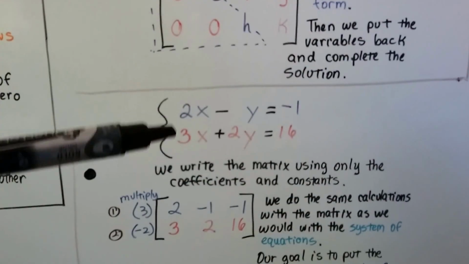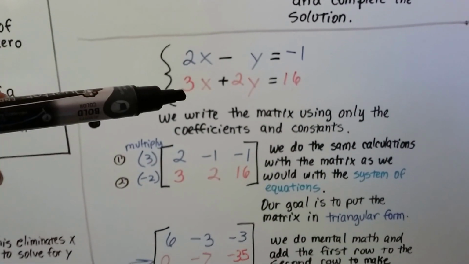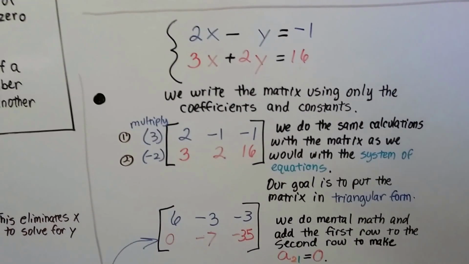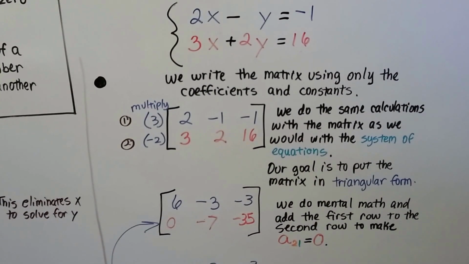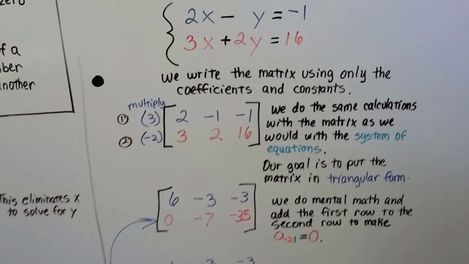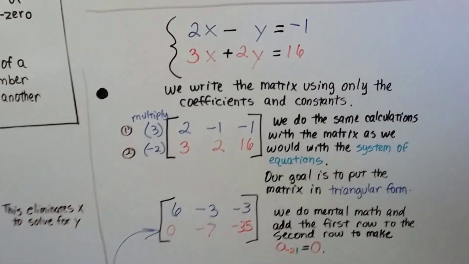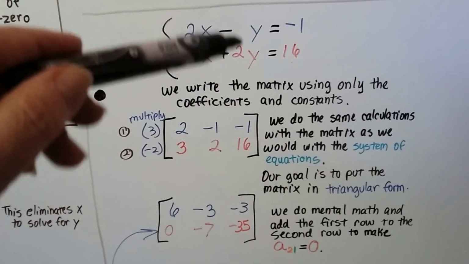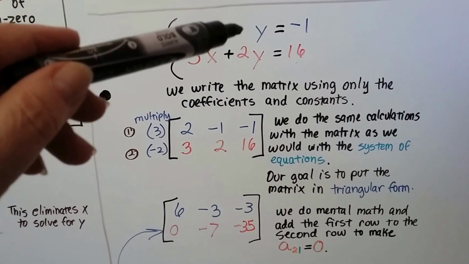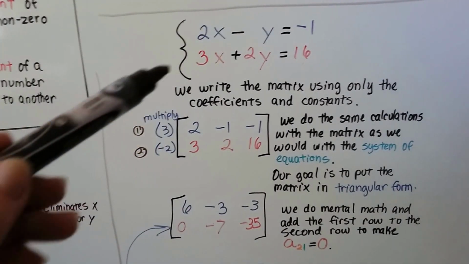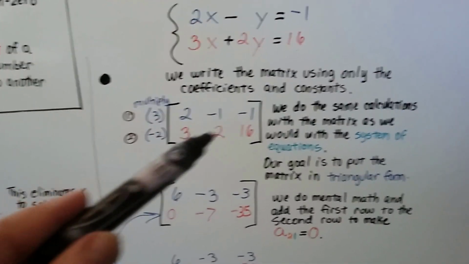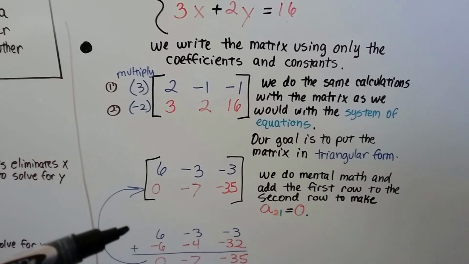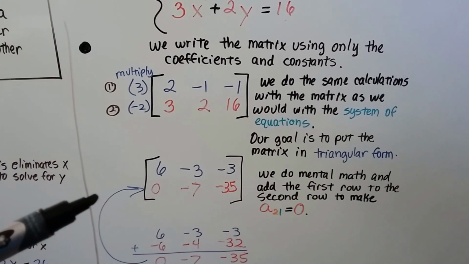So take a look at these two equations. We have a system of equations. Remember, if you see the brace like this in front of the equations, it means we have a system. We write the matrix using only the coefficients and the constants, so we're going to take out the x's and the y's. What we end up with is a 2, and there's a 1 there, isn't there? There's an invisible negative 1. And then we have a negative 1 here. We have a 3, a 2, and a 16. So here's our matrix. We do the same calculations with the matrix as we would with the system of equations.